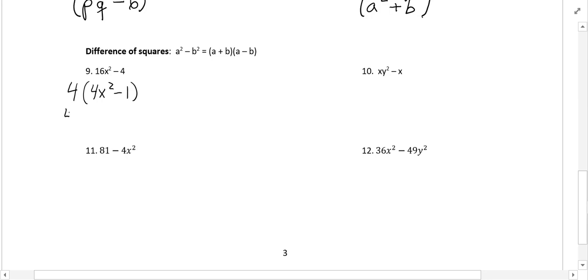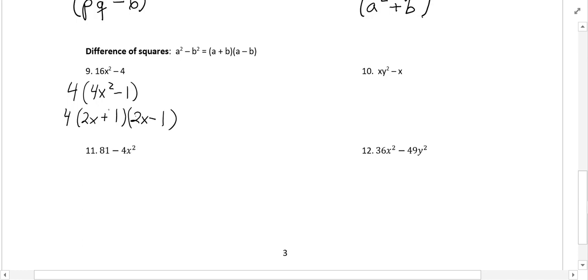So I'm going to bring down this 4, this GCF on the outside. It has to stay there. And I'm going to write 2 parentheses. So the square root of 4x squared would give me 2x and 2x. Okay? The square root of 1 is 1 and 1. And if I need this middle term to cancel out, it means one of my signs has to be positive and one of my signs has to be negative.